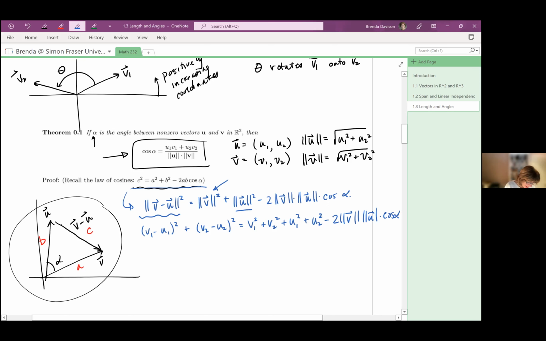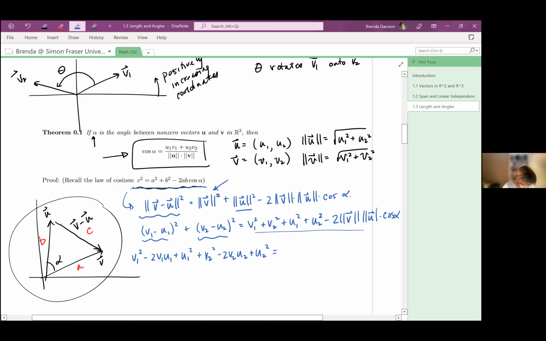Okay, here I'm going to expand these guys here. So I'll get V1 squared minus 2V1 U1 plus U1 squared. That's expanding that first term. Expand the second term. V2 squared minus 2V2 U2 plus U2 squared. And that is still equal on the other side to this thing up here.